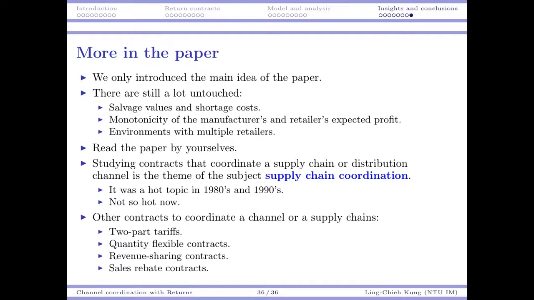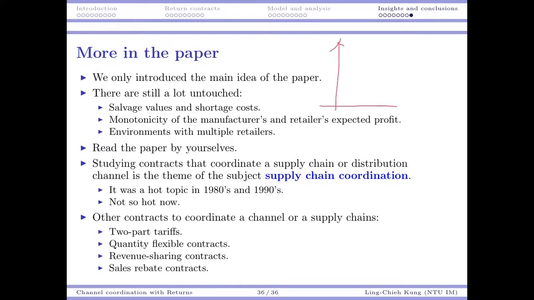So, this paper discussed the return contract. We only introduced the main idea of this paper. There are still a lot of things that we did not touch in this paper. For example, this paper showed that salvage values and shortage costs can also be incorporated in the model. Nothing will really change. The paper has shown that the manufacturer's and the retailer's expected profits are monotonely increasing and decreasing when w goes up.